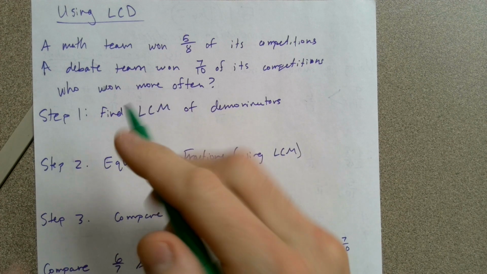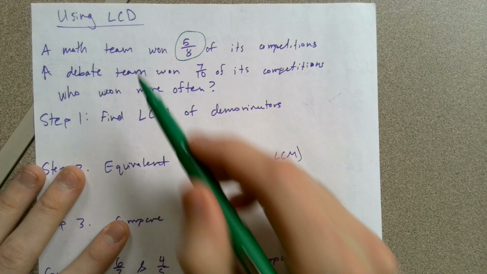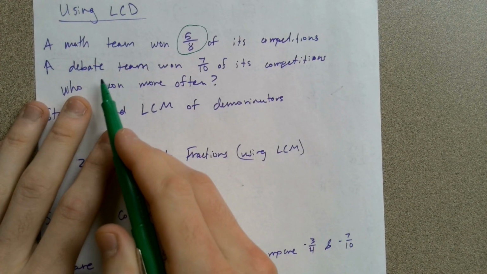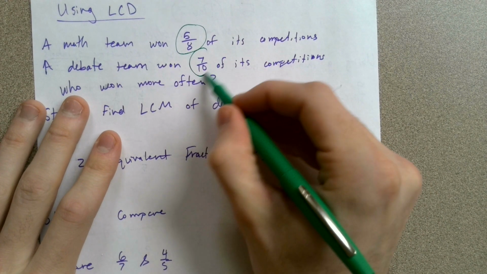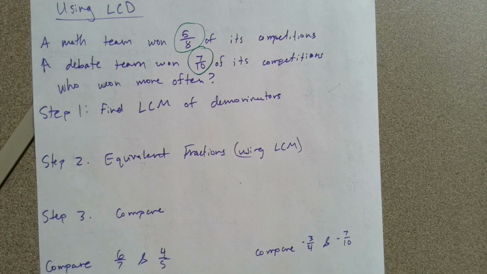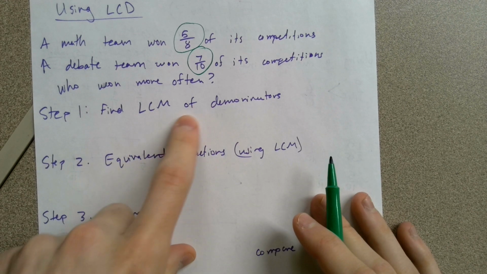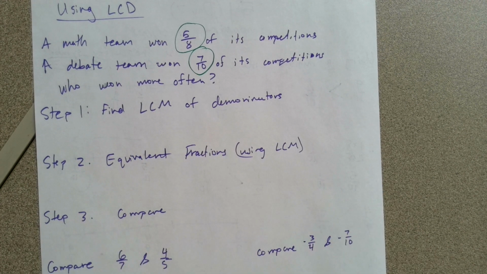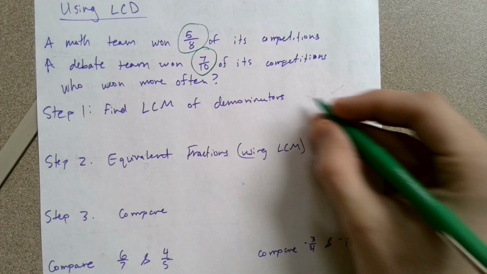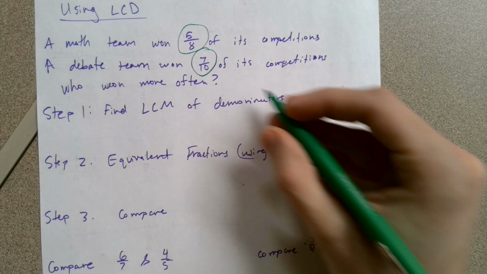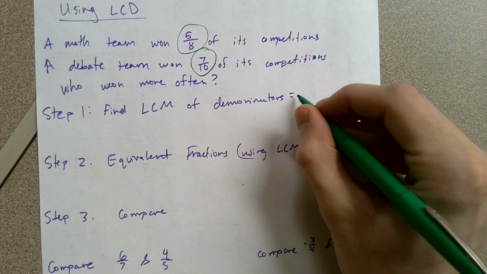They told us we have a math team that won 5 of its 8 competitions. A debate team won 7 of its 10 competitions. Who won more often? Well, they have different denominators, so it's not so easy for us to say. So we are going to follow these steps. Let's do it. Find the LCM of the denominators. That's what we did yesterday. We see our denominator. That's our bottom number. If you don't know that, make sure you write that down. Denominator equals bottom.